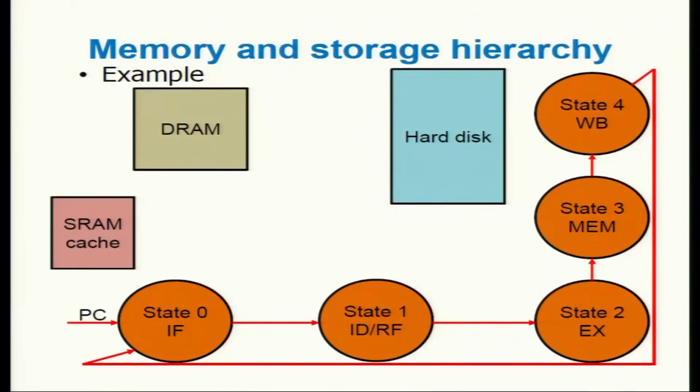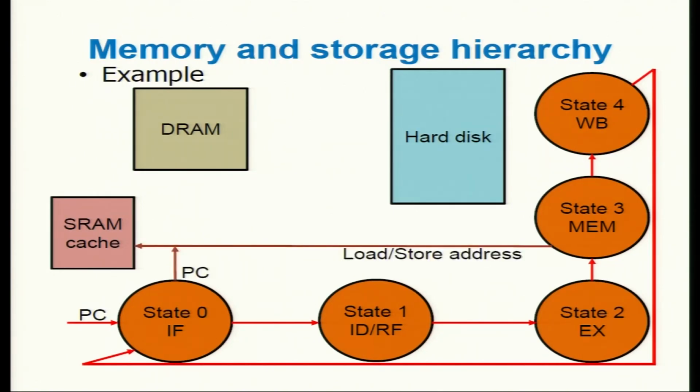So this is our five-state machine, as you can see here: fetch, decode, execute, memory, write back. And here are three storage elements: SRAM cache, DRAM, and hard disk. I'm not showing the register file here. That will be accessed here and here, for write back and fetch. So let's see what happens. Our SRAM cache is accessed from two states. One is state 0 and another one is state 3. State 0 accesses it for instruction fetch, where the address is the program counter. Whereas here, for data access, we send the address to the SRAM.